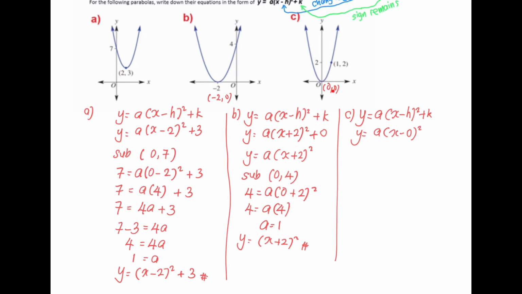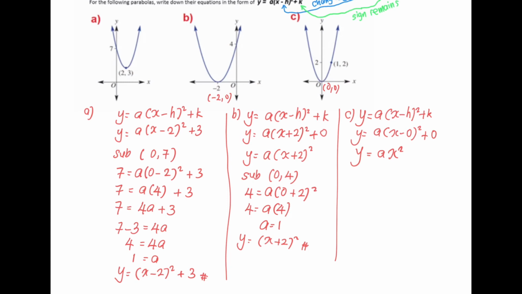Likewise, the y coordinate will affect the k, but we don't change sign. If this is 0, then you just put plus 0. And again, plus 0 over there is also meaningless. So we can just ignore the plus 0 or the minus 0. So if I have x minus 0, we end up with x only, and then the square still remains, and the plus 0 at the back, you can just ignore it. So at the end, we get y equal to ax squared.